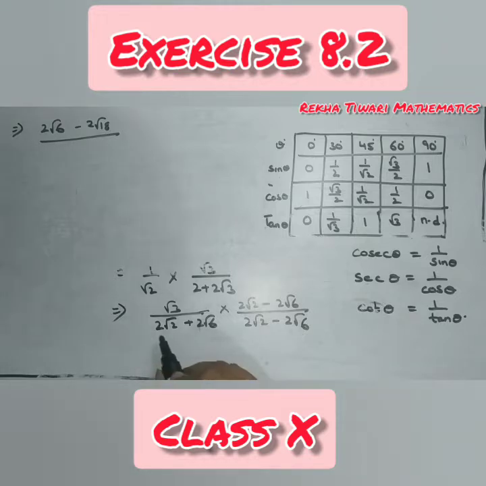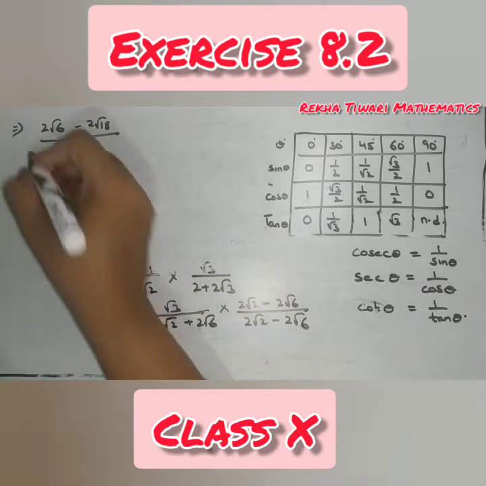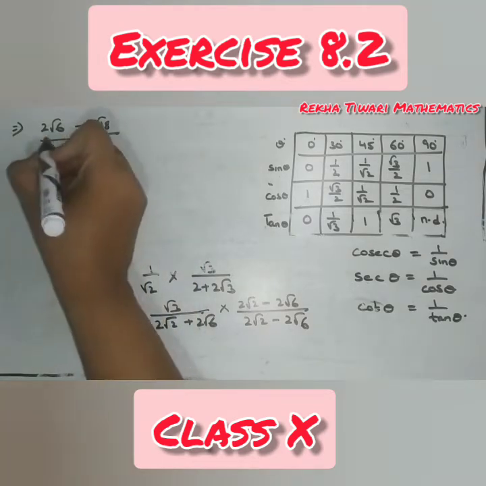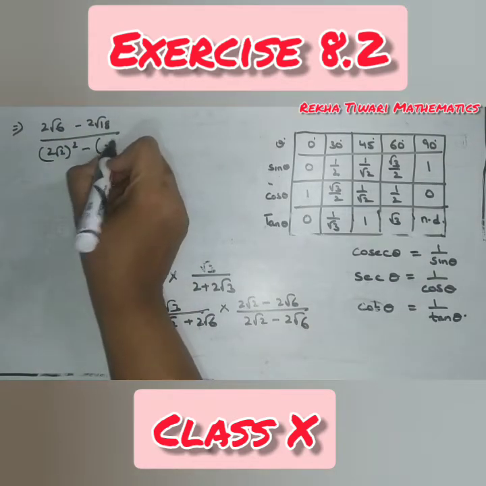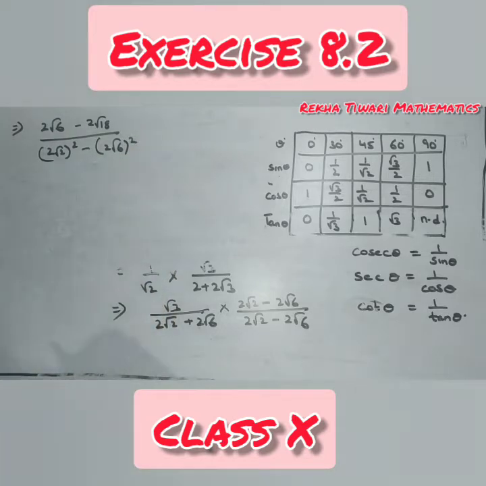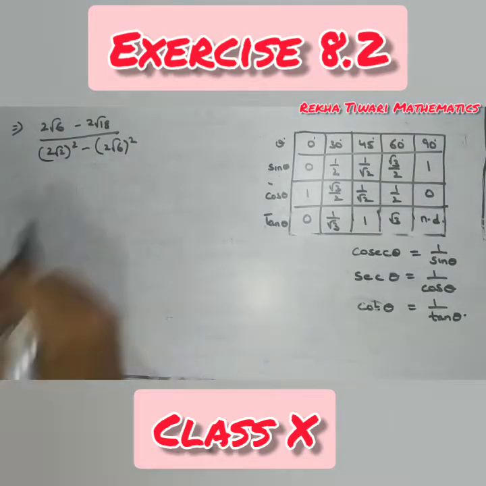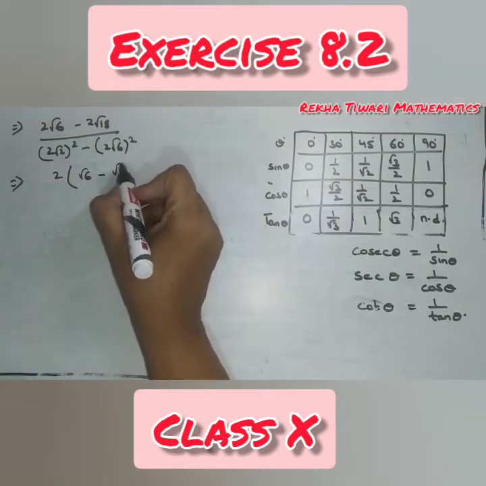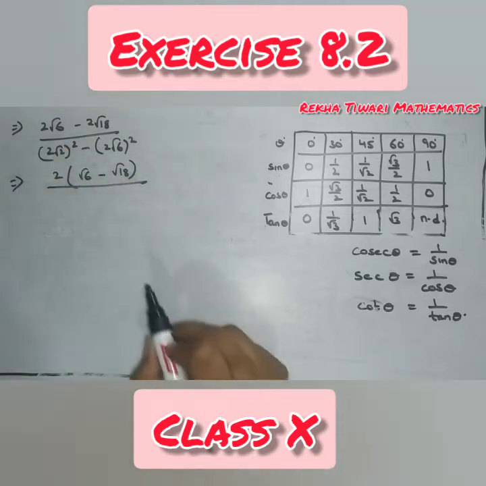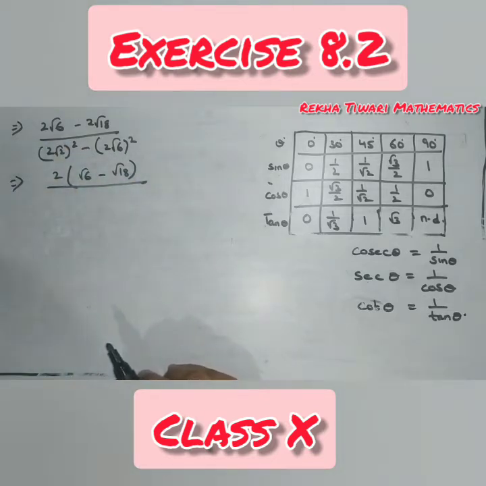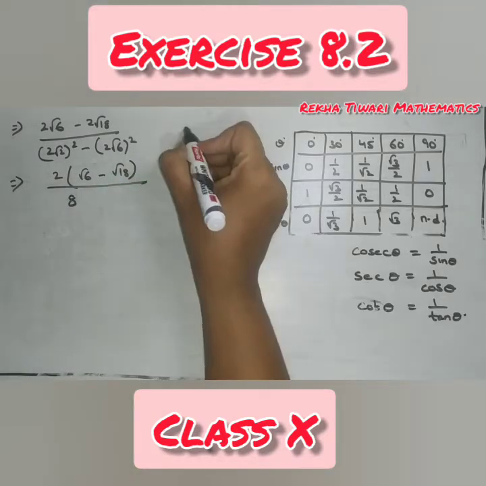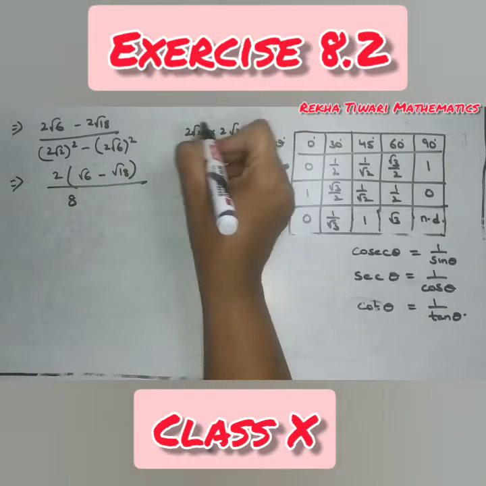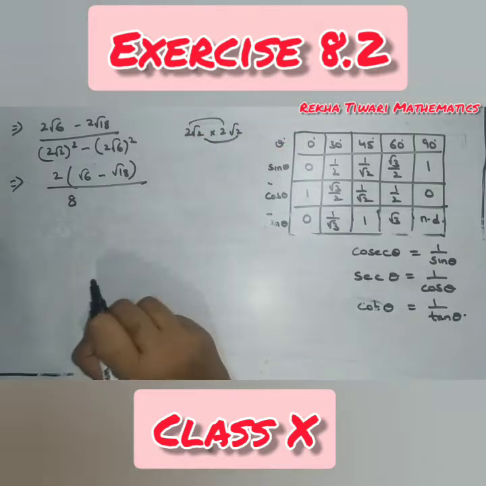whole upon, this is a plus b, a minus b, it becomes a square minus b square. So 2 root 2 whole square minus 2 root 6 whole square. Now take out 2 common from the numerator. It comes out to be root 6 minus root 18 upon, what is the square of 2 root 2? The square of 2 root 2 becomes 8. See, 2 root 2 into 2 root 2, 2 2s are 4, 4 2s are 8.